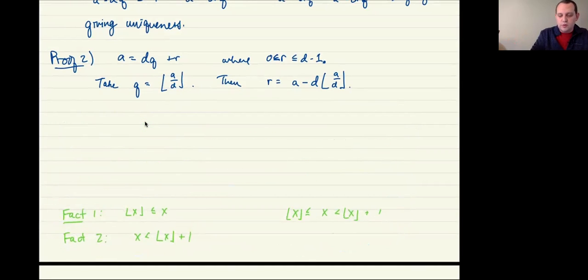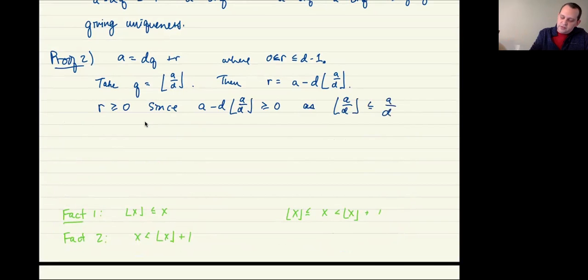And this gives us what we need about R. The first thing is that we need R to be greater than or equal to 0, but that follows since A minus D times the floor of A over D is greater than or equal to 0, as the floor of A over D is less than or equal to A over D. Just move the D term down, divide both sides by D and we're done. Remember, D is a positive integer, so the inequality stays in the same direction. I will leave that to you to finish out.